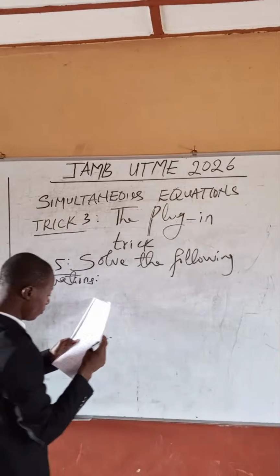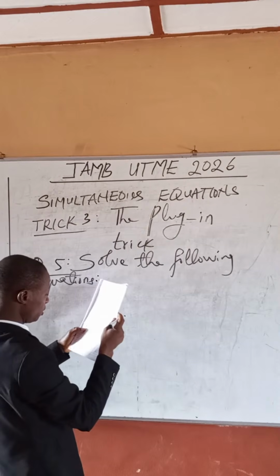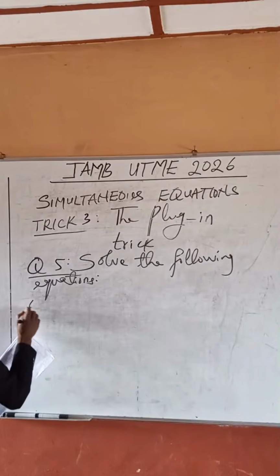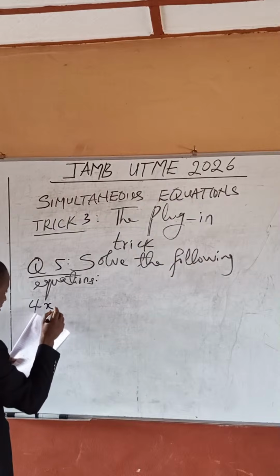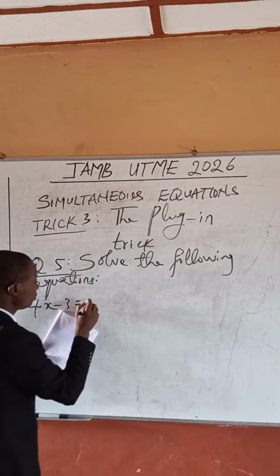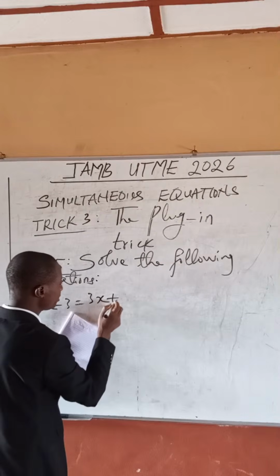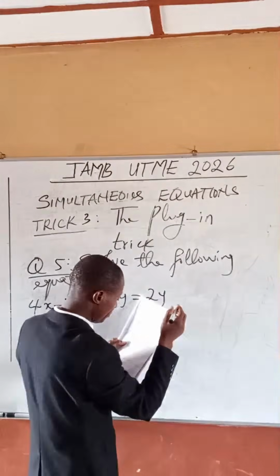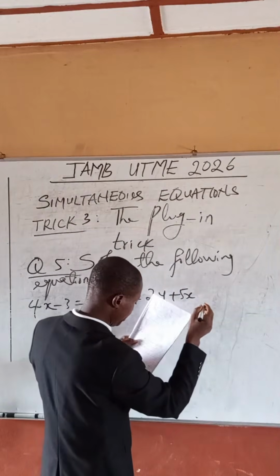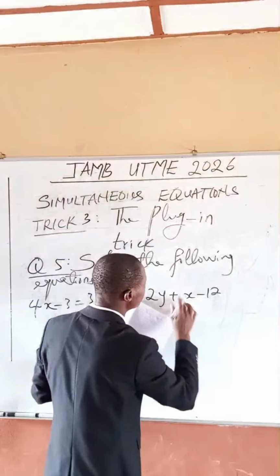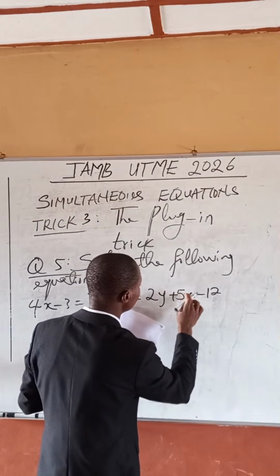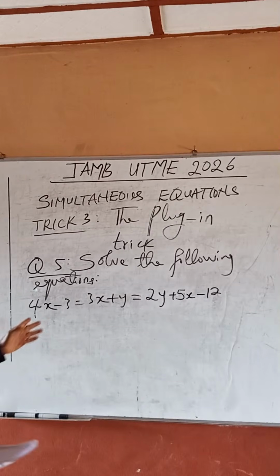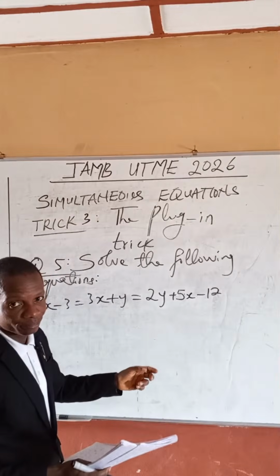So what are the equations? Equation 1 is 4x. This is very wonderful. So let me just show you the equation so that you see how nice it is. 4x minus 3 is equal to 3x plus y is equal to 2y plus 5x minus 12. Now, you can see how interesting this might be, right? You can see how interesting this equation is. This is a simultaneous equation.